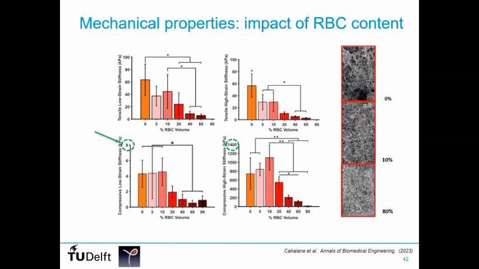Different behavior we see in compression, where we can see that there is a difference between the low strain stiffness at low concentration and high concentration. But look at the axis here. It's so much softer under compression than under tension. That's really amazing. And here we see something that is really a bit unexpected at the high strain stiffness for compression, where there is a significant increase going from 0 to 10% of red blood cells.